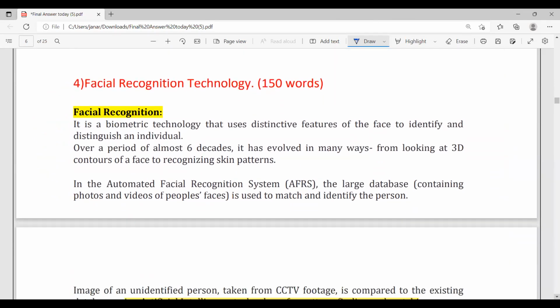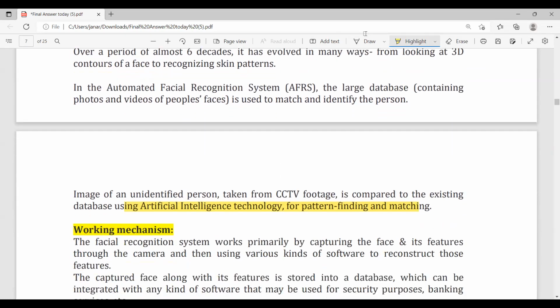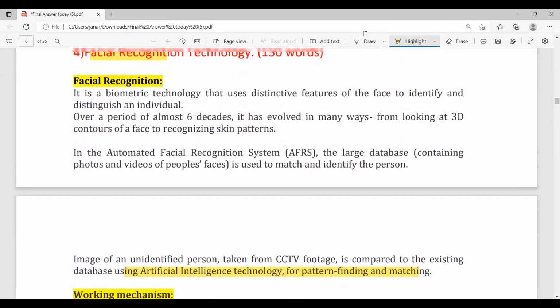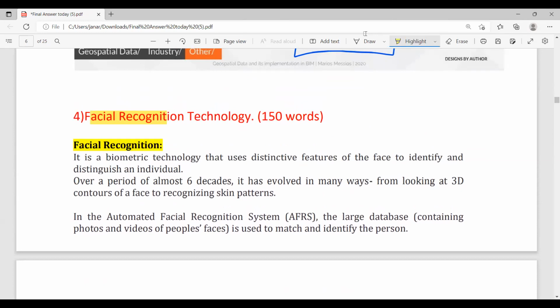Right now, facial recognition technology. The fourth thing is about facial recognition technology. It is an open-ended kind of thing they have kept: how it is being developed, why it is, what are its applications. What is the question they have actually asked on facial recognition technology?